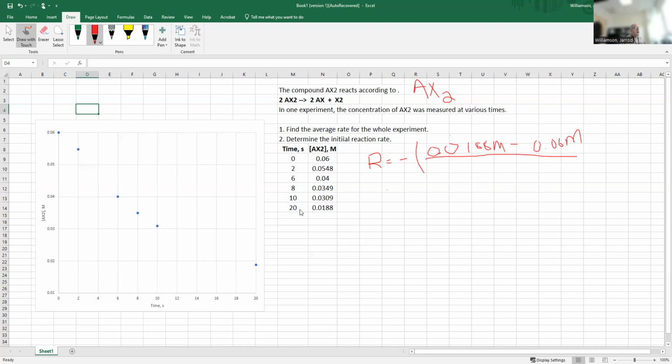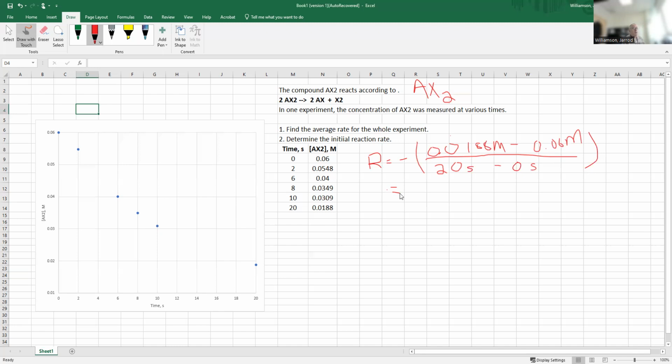And then over the entire time, I'm going to have 20 seconds. So it's going to be T final, so it's 20 seconds minus the initial time, which is in this case 0 seconds, in parentheses. So I get my calculator out. Don't know where I placed my calculator. Here it is.